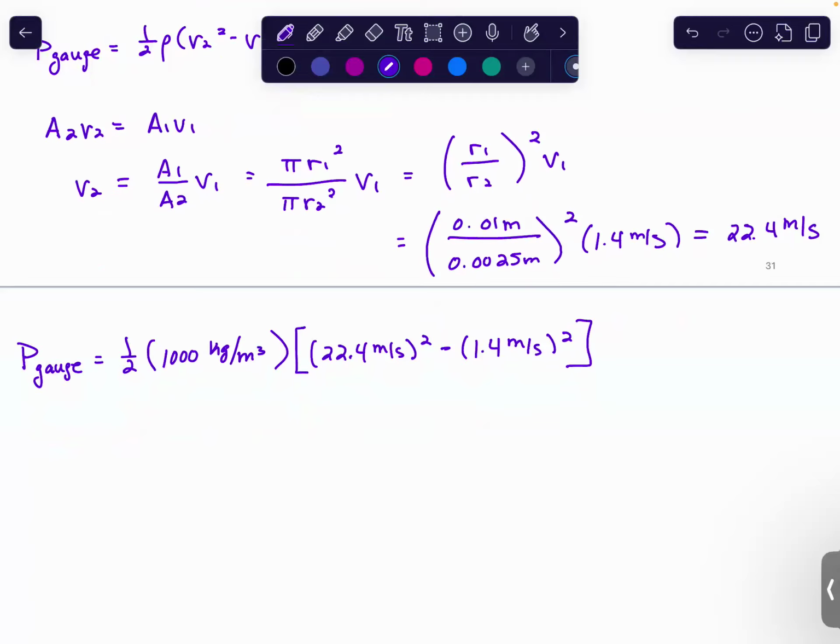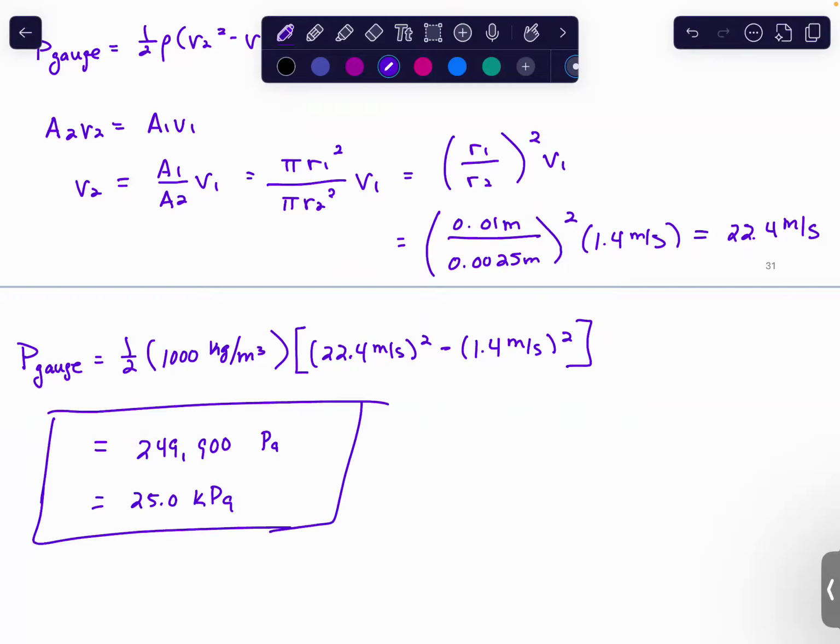The gauge pressure ends up being about 900 pascals, or about 25 kilopascals. So that's a quick way to use Bernoulli.